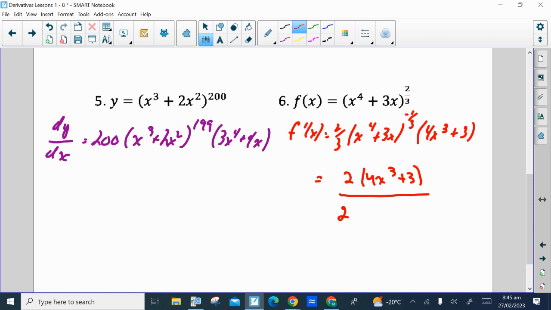By moving the factor with the power of negative 1/3 to the bottom, it will become positive 1/3, which is cube root. And so again, you could multiply top and bottom by the cube root of x to the fourth plus 3x to get rid of the radical in the denominator. And again, if you're checking answers in the back, that might be something they do.